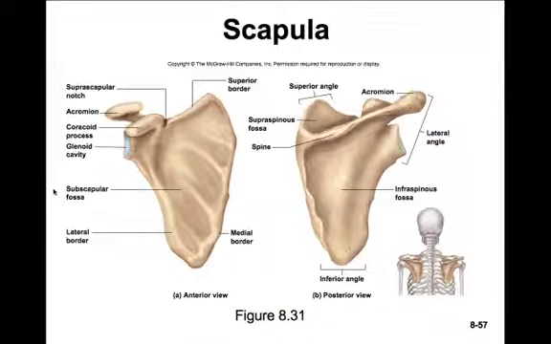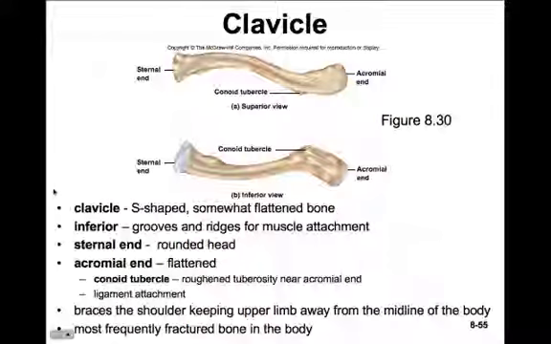So pause here, close your books and notes, and draw yourself a simple scapula. Note the 3 borders and the 3 angles. The acromion process, the coracoid process, the glenoid cavity, the spine, and the 3 different fossas. On the clavicle, remember to be able to identify the sternal end, the acromial end, the coronoid tubercle.